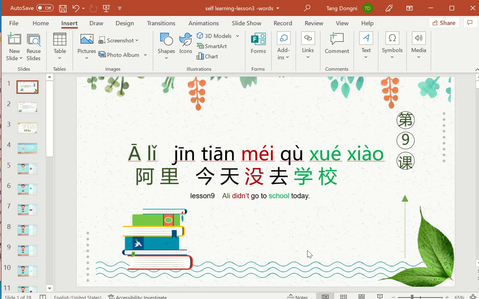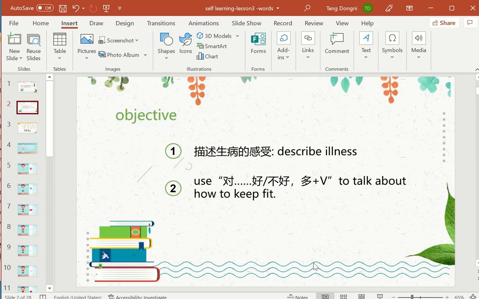In this lesson, we are going to follow lesson 8 about the body parts. So this lesson, we are going to talk about illness: how to describe the illness of the body parts or yourself, and how to talk about the way of keeping yourself fit. There are 2 objectives that you need to know. First, you should be able to describe illness.